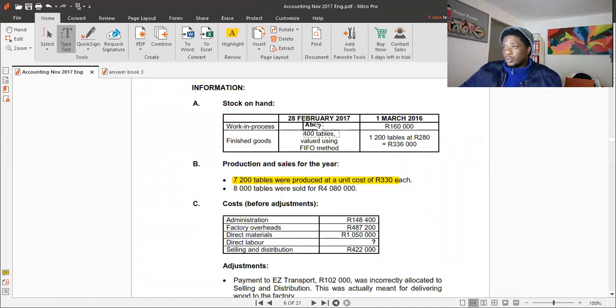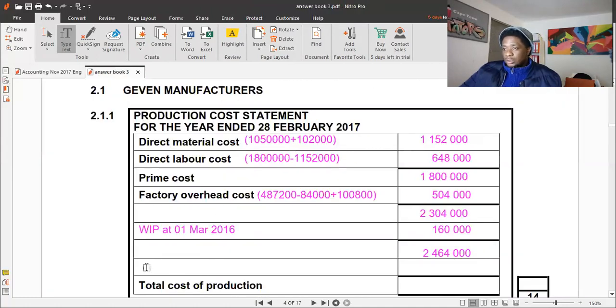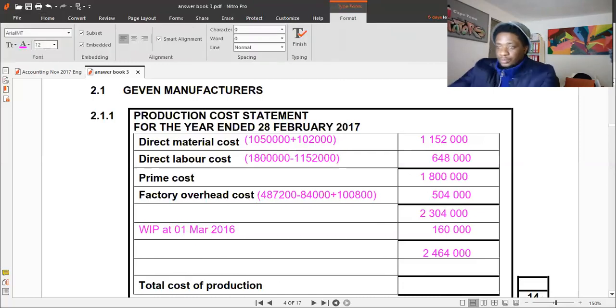And then let's try and find the work in progress at the end. Work in progress at the end is not given, so it will be the balancing amount. So let's just put here work in progress at 28 February 2017, which is the end of the year. It is not given. If it was given, we were going to subtract it from this amount and then we'd get the total cost of production. But you know that we already have information to calculate the total cost of production.